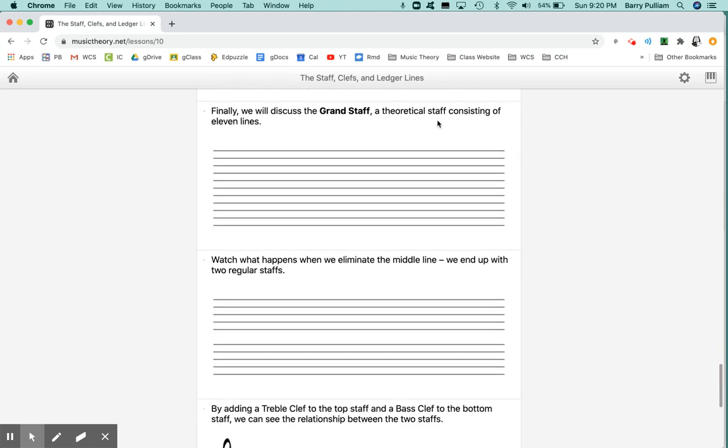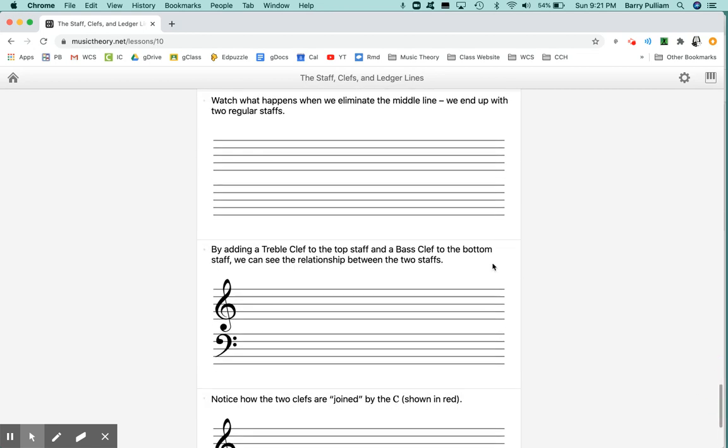Then the grand staff, a theoretical staff consisting of 11 lines. Now, in my college music history class, I was taught that this is what the staff used to look like way back in the good old bad old days of the early Renaissance, I believe it was. But that's insane trying to read all those lines. My eyes get crossed just looking at it, and it doesn't even have notes on it. So we take out that very center line, we eliminate the middle line, we end up with two regular staffs.